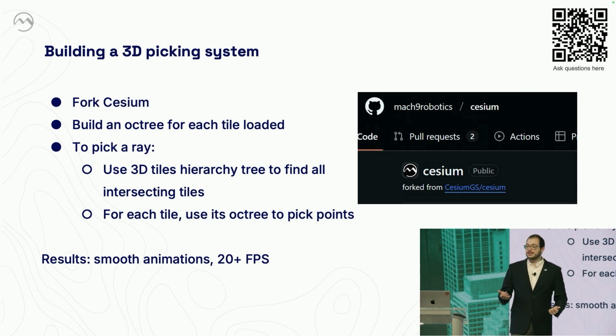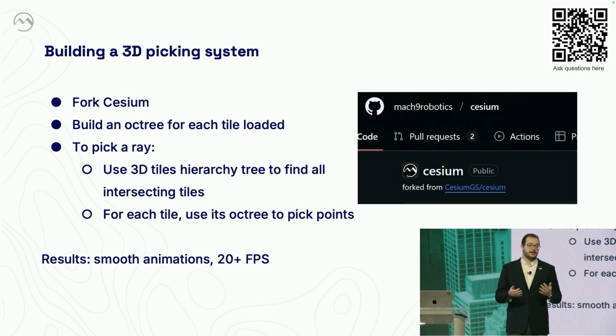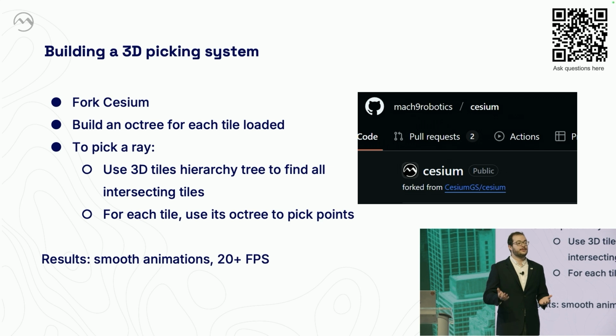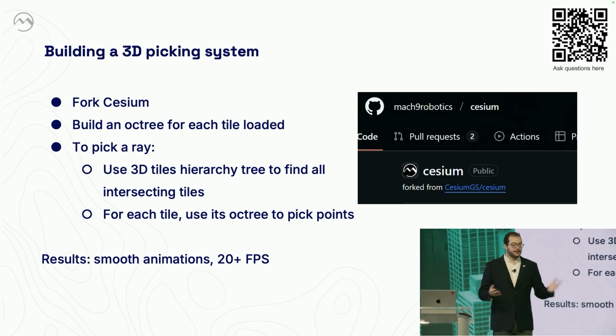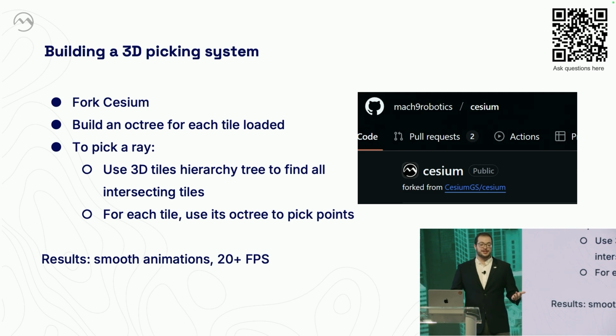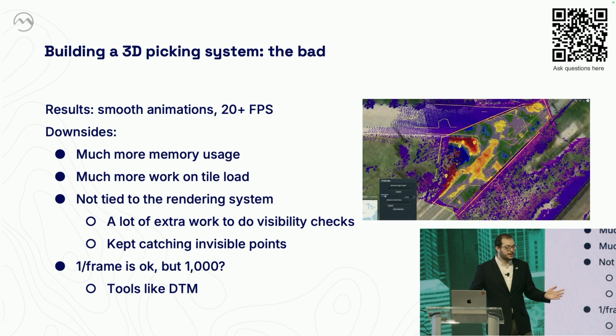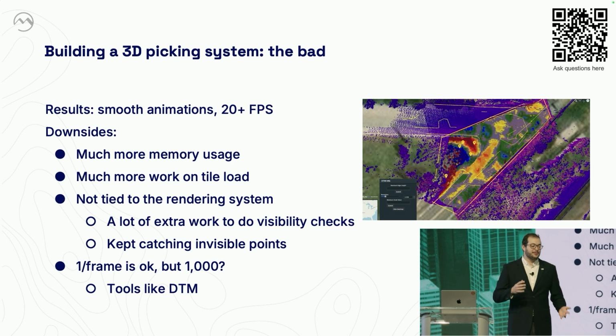And so the results of this are, well, we had to build out an entire custom point picking mechanism. So it spent a lot of CPU power, but it ended up running at about 20, 25 frames a second. We did a lot of optimizations. It was great. It was super smooth animations, very exciting. But it used a lot more memory.